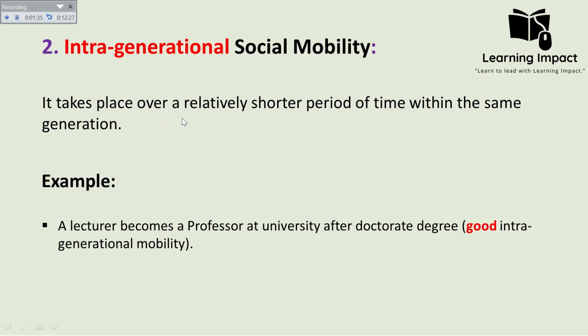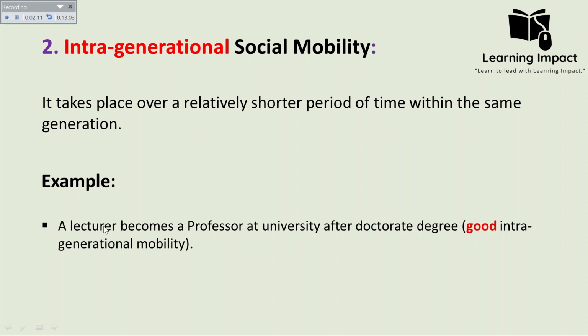Now, an example of intra-generational mobility could be a lecturer becoming a professor at a university after a doctorate degree. It is good intra-generational mobility. A lecturer who becomes a professor and gets a high scale because he was studying for a doctorate degree and finished it, that's why he got promotion. This is intra-generational. He himself changed it. He hasn't waited for multiple generations to pass to change his position in society. No, he himself worked hard and moved up in the social stratum. This is how intra-generational social mobility can be illustrated.